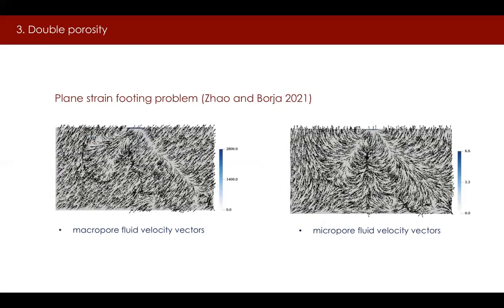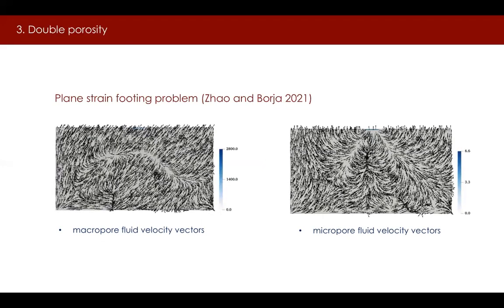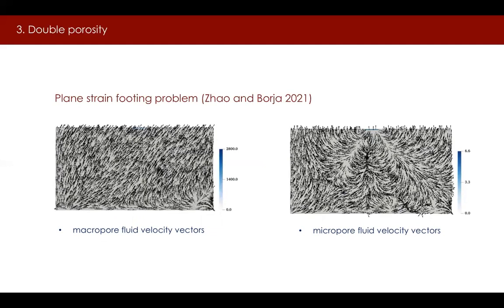Let's take a look at the fluid flow through the macropores. The movie shows that the inclined bedding plane results in a highly asymmetric and even somewhat chaotic fluid flow through the macropores.